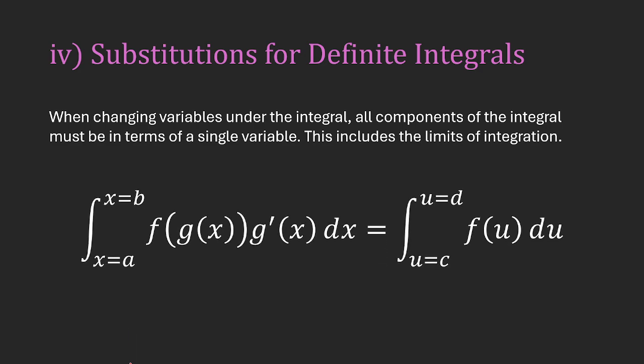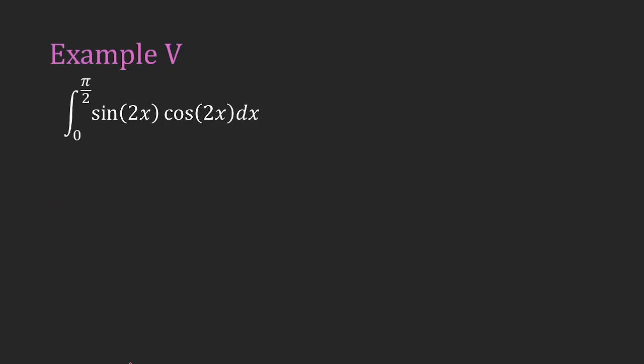And I would express this with the general formula I showed you earlier, but just notice how now my left hand side has bounds in terms of x and my right hand side has bounds in terms of u. So you also have to account for the bounds being changed. As an example of this, let's take the integral of sine 2x times cosine 2x with respect to x, evaluated over the interval 0 to pi over 2.